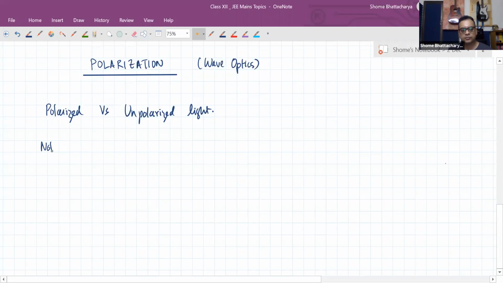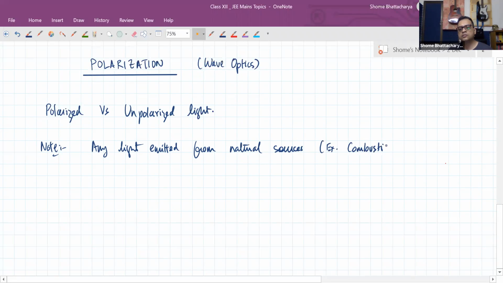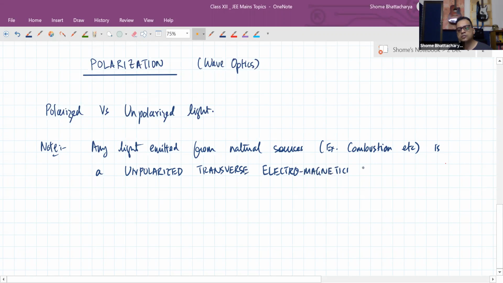Okay, so any light emitted from natural sources, example combustion, etc., is what we call an unpolarized transverse electromagnetic wave. So let's understand what we mean by unpolarized over here. Transverse, we already understand.